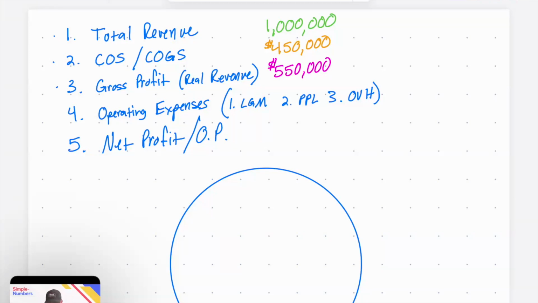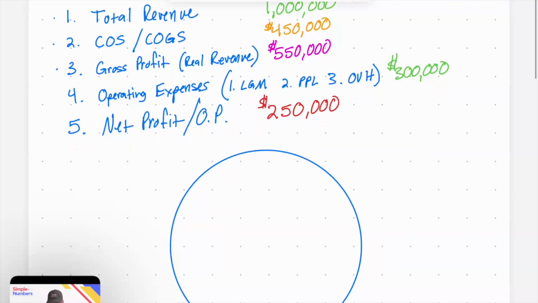Let's say our bills were $300,000. Maybe we spent $100,000 on lead gen marketing, $100,000 on people, and $100,000 on overhead, for a total of $300,000 in operating expenses. That would then leave us with a net profit and owner pay of $250,000. Now, how would that break out visually? Well, it would look something like this.